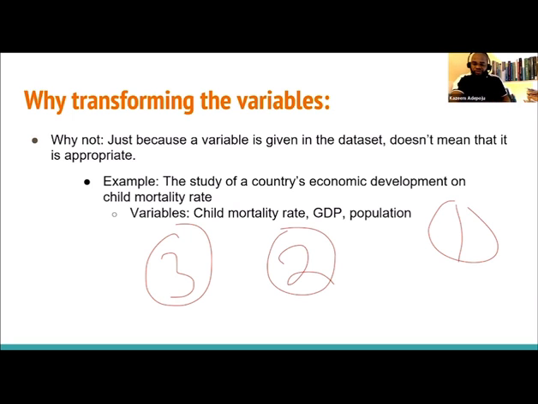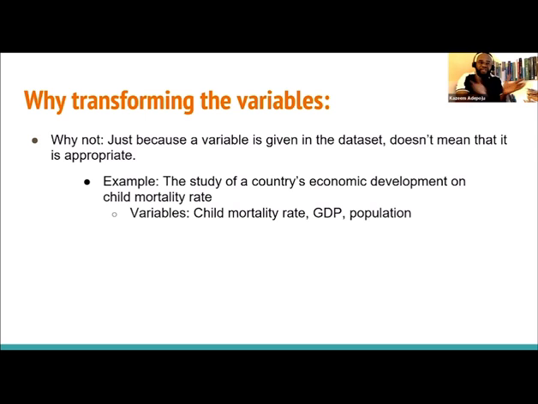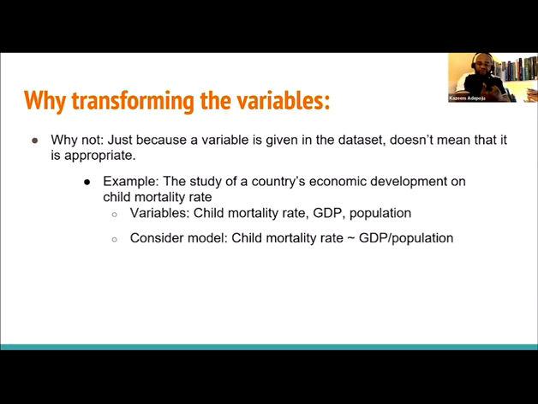Now, I want you to be paying attention to what we're doing right now. This may be what you want to study. Take a look at this example: the study of a country's economic development on child mortality rates. What are going to be the variables? Of course, the variables of interest are going to be child mortality rate, the GDP, and the population. Those are the variables if I want to carry out that study. Now consider the model: the child mortality rate is just going to be GDP divided by population.